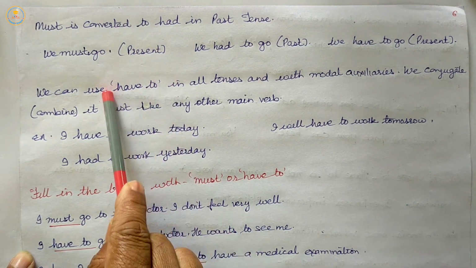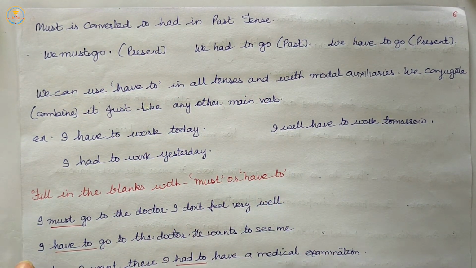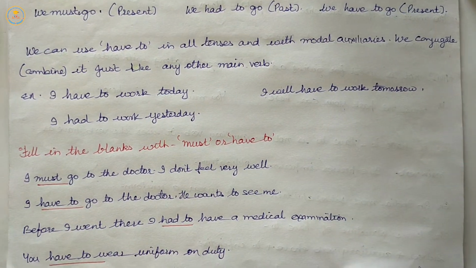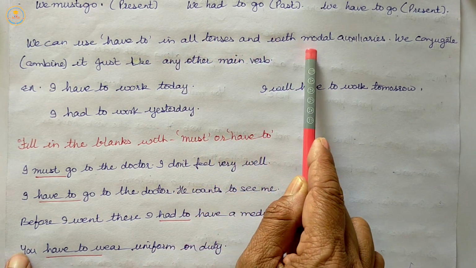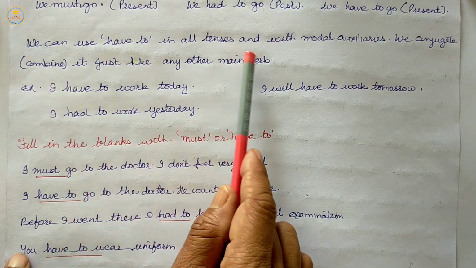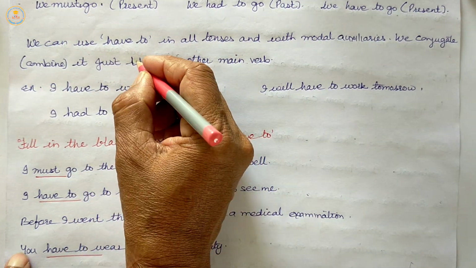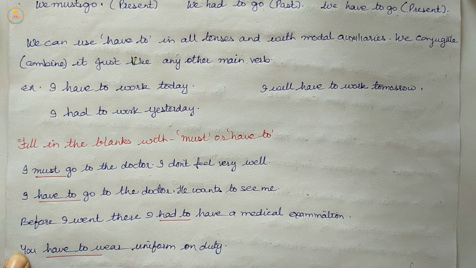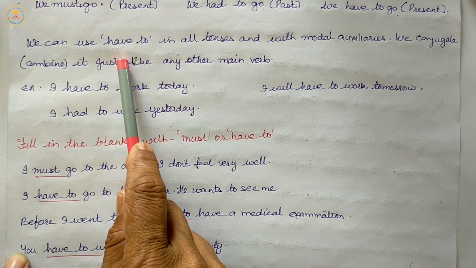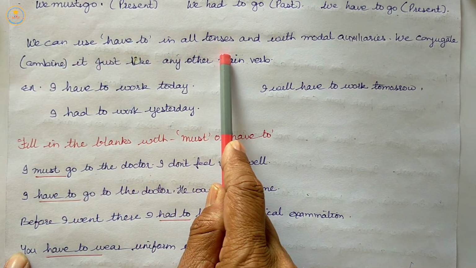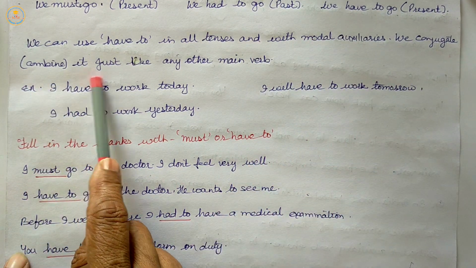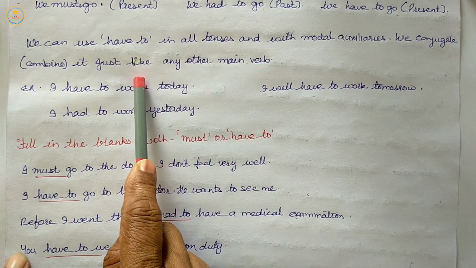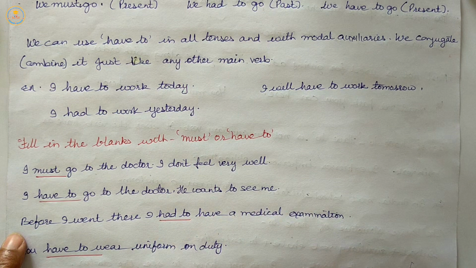We can use have to in all tenses and with modal auxiliaries. We conjugate or combine it just like any other main verb.